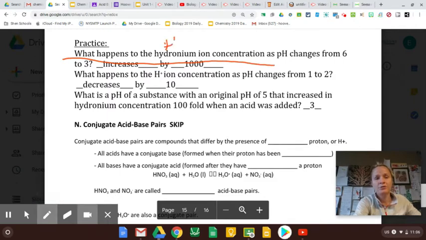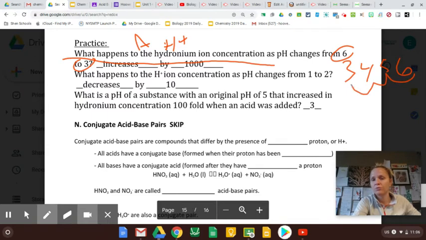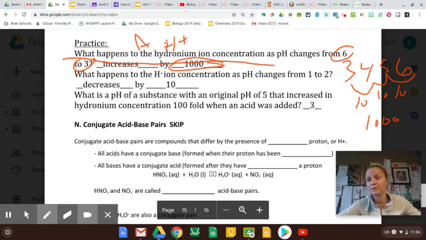What happens to the hydronium ion concentration? That's the acid one. As pH changes from 6 to 3. So I go, okay, 6, 5, 4, 3. That's 1, 2, 3 hops to the left. That's 10 times 10 times 10. Okay, that's a change of 1,000. So that's my answer, 1,000 times.